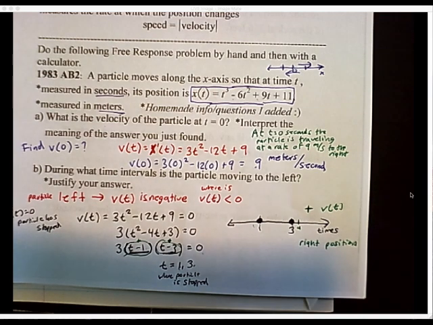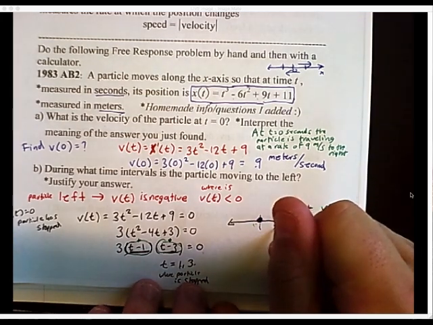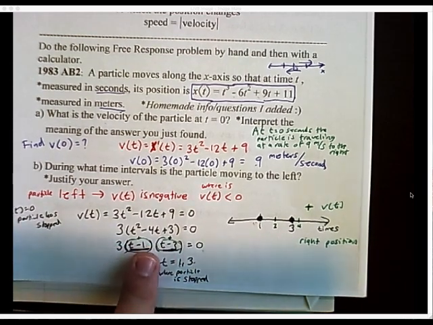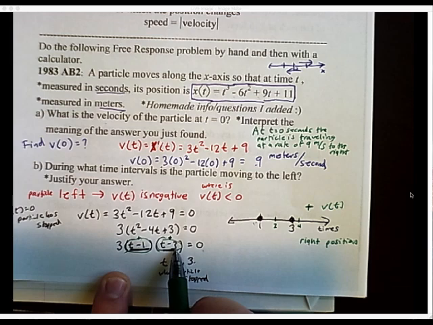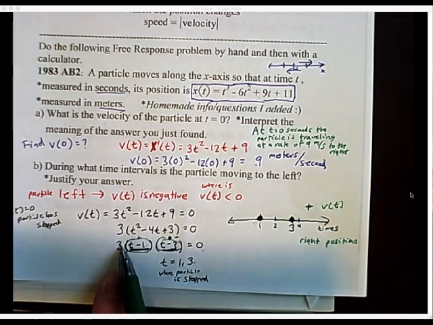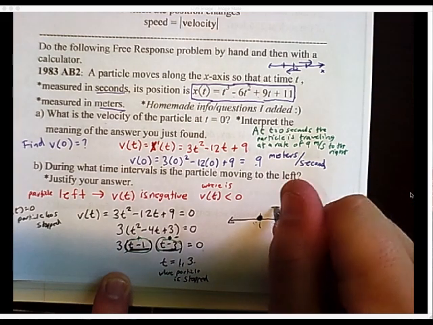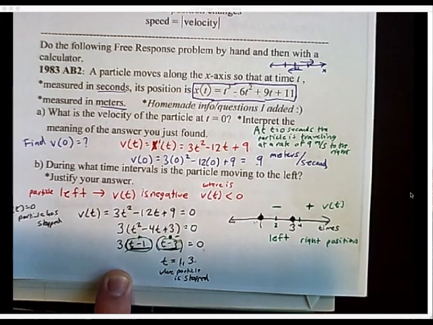Now pick a test value between 1 and 3, like 2 for instance. Let's plug 2 into this version. 2 minus 1 is 1, which is a positive. But 2 minus 3 is negative 1, so that's a negative. So ask yourself, 3 times a positive number times a negative number would wind up being negative, which means that my particle is moving to the left.